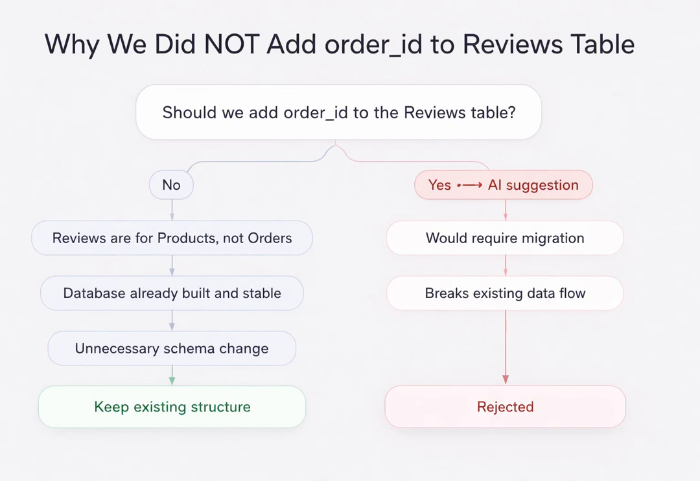The AI suggested adding an order ID column to the reviews table so that reviews could be traced back to a specific order, but the instructor made a deliberate decision not to do this. The core purpose of a review is to rate a product, not an order. Since the database schema was already finalized, making this change would require a new migration and could disrupt the existing data flow. This is an important lesson. When using AI-assisted coding, you need enough domain knowledge to evaluate and reject suggestions that don't fit your architecture.